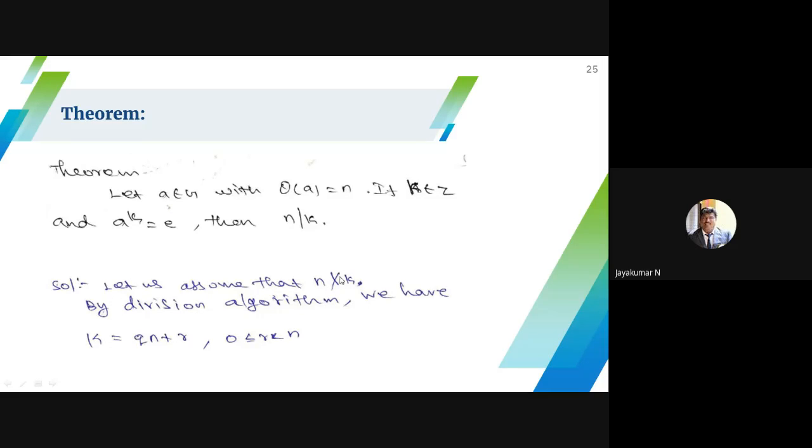By the division algorithm, k is the dividend and n is the divisor. So k equals qn plus r, where q is some quotient and r is some remainder, with 0 less than or equal to r less than n.